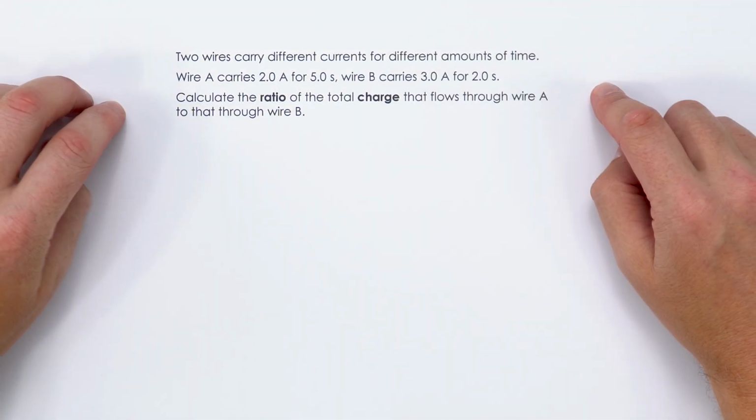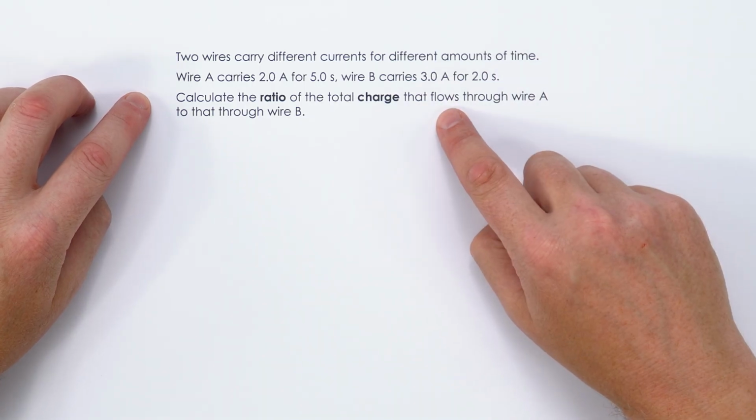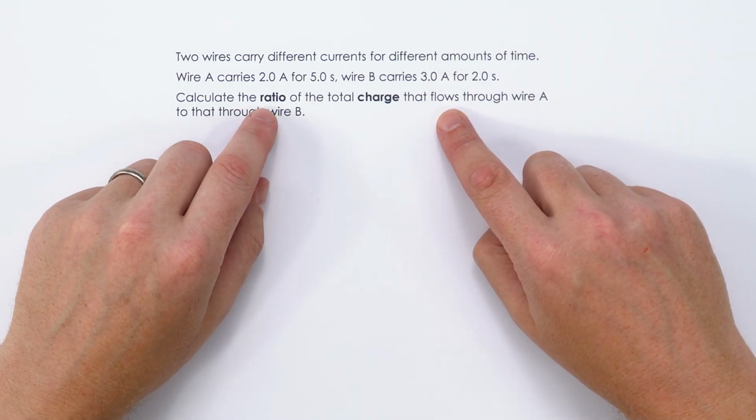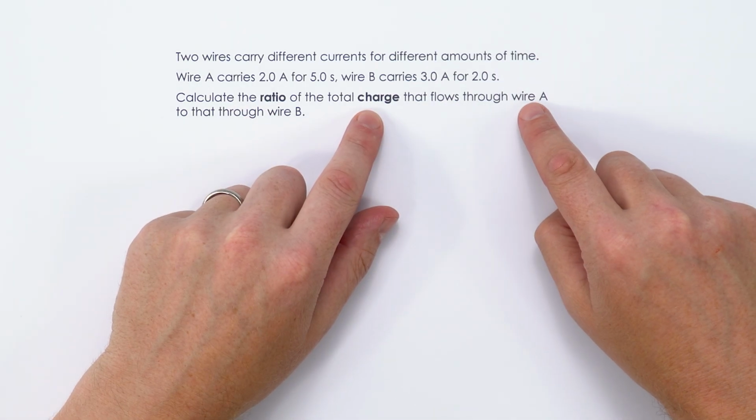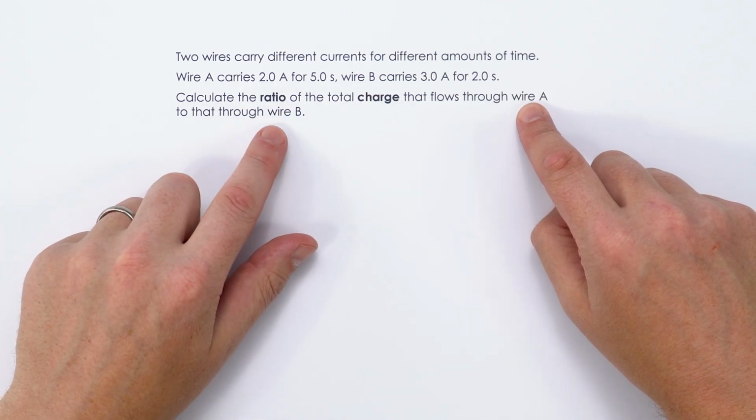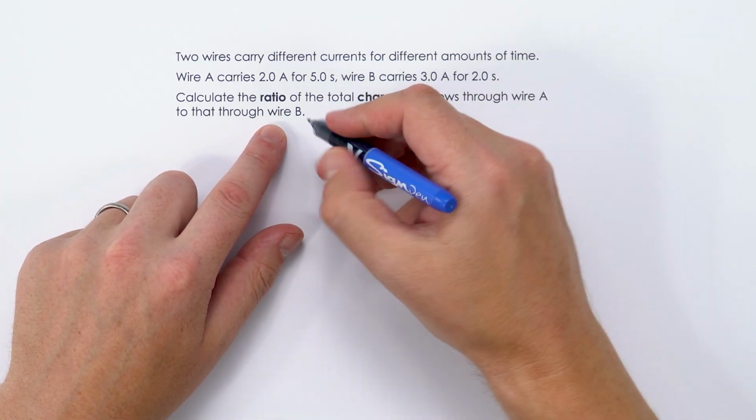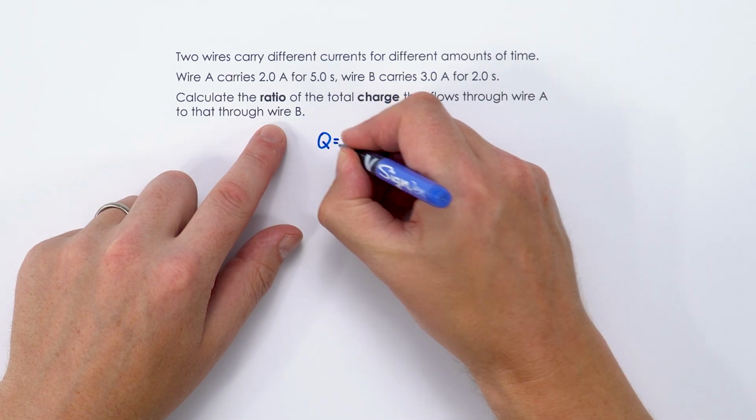In this worked example, we've got two wires that carry different currents for a different amount of time, and we want to calculate the ratio of the total charge that flows through wire A compared to the charge that goes through wire B. Now, the equation we're going to use says that Q is equal to IT, sometimes written as delta Q equals I delta T.